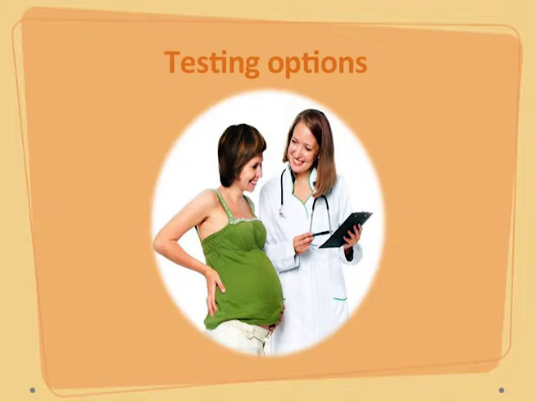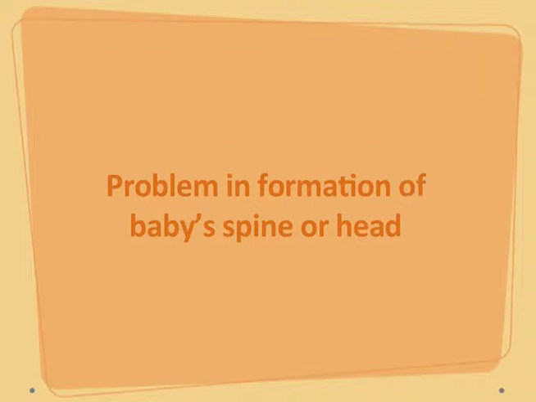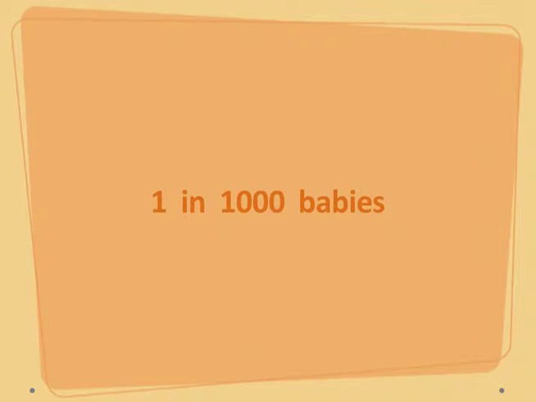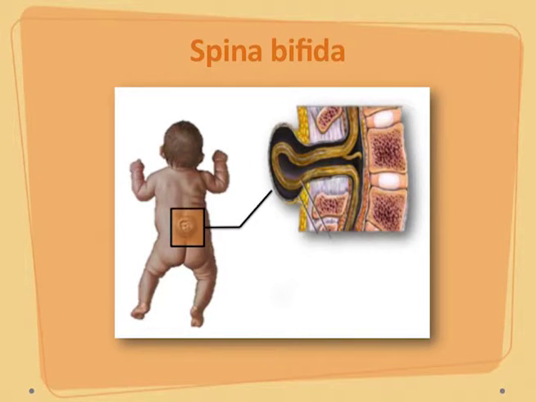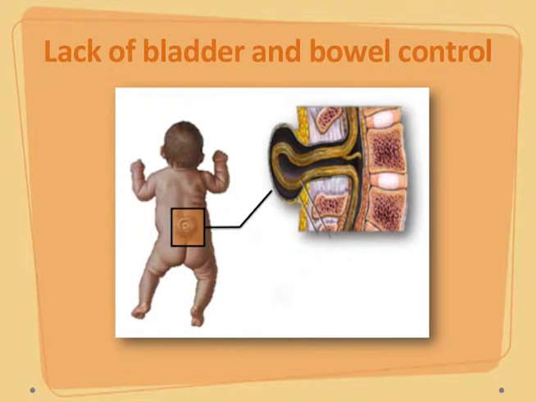One type of birth defect that can be detected by some prenatal tests is called a neural tube defect. A neural tube defect is a problem in the formation of the baby's spine or head that occurs in about 1 in 1,000 babies. One type of neural tube defect is called spina bifida, which may cause paralysis and can sometimes cause other complications, such as lack of bladder and bowel control.